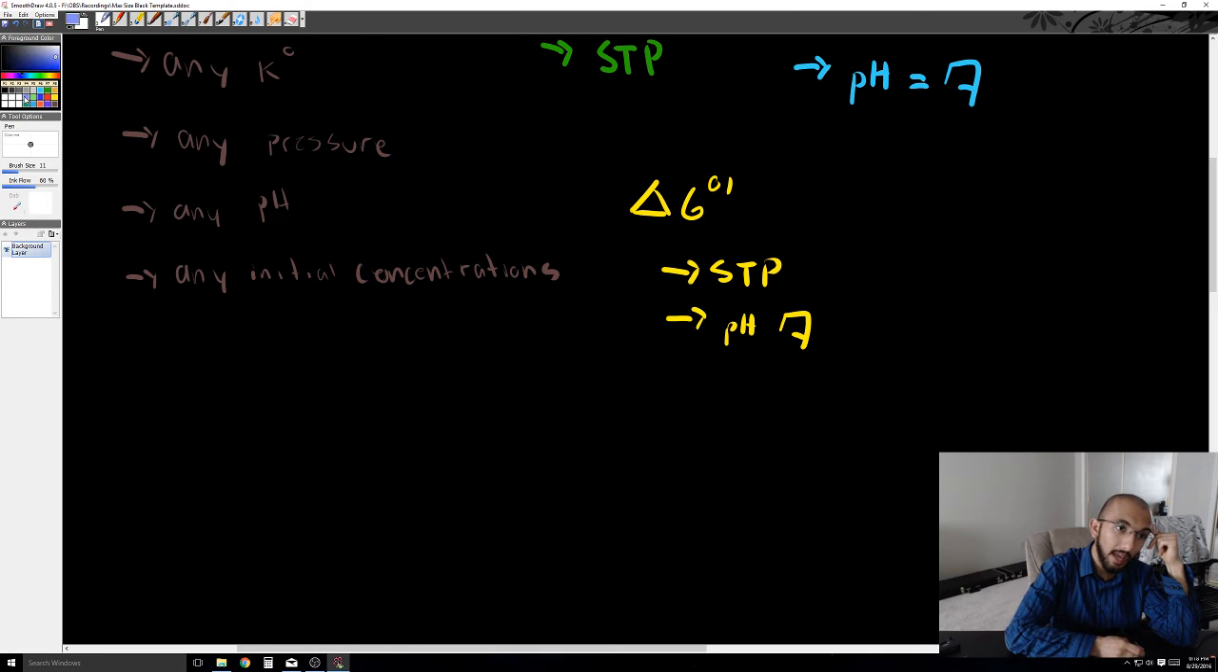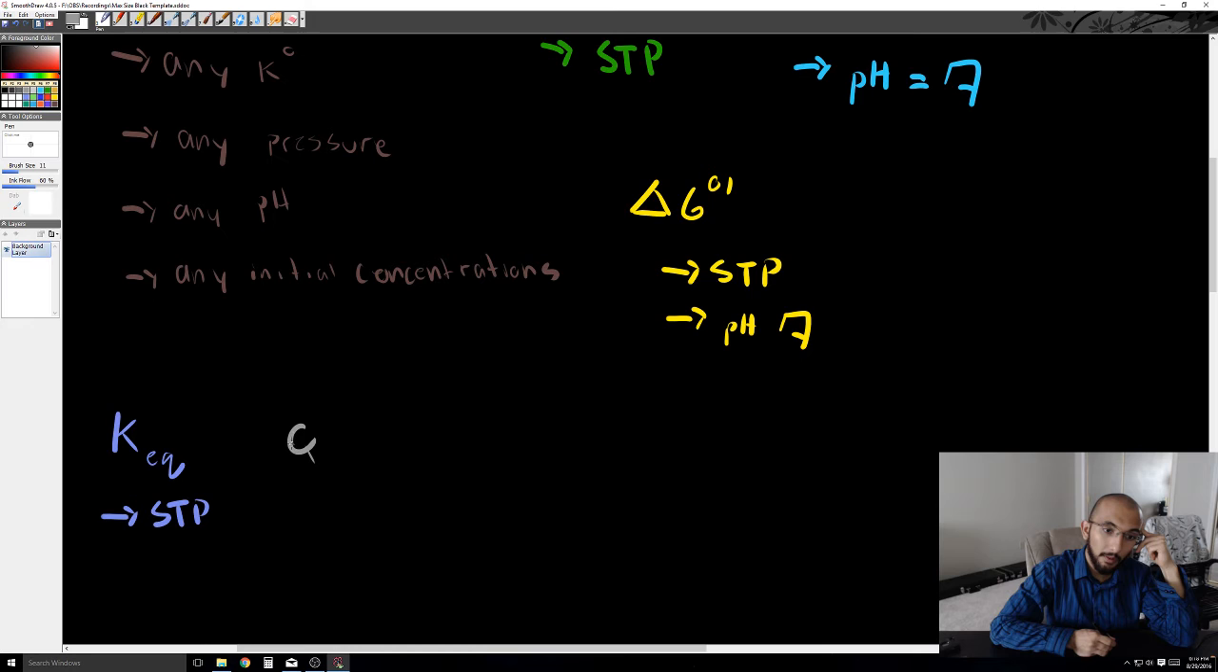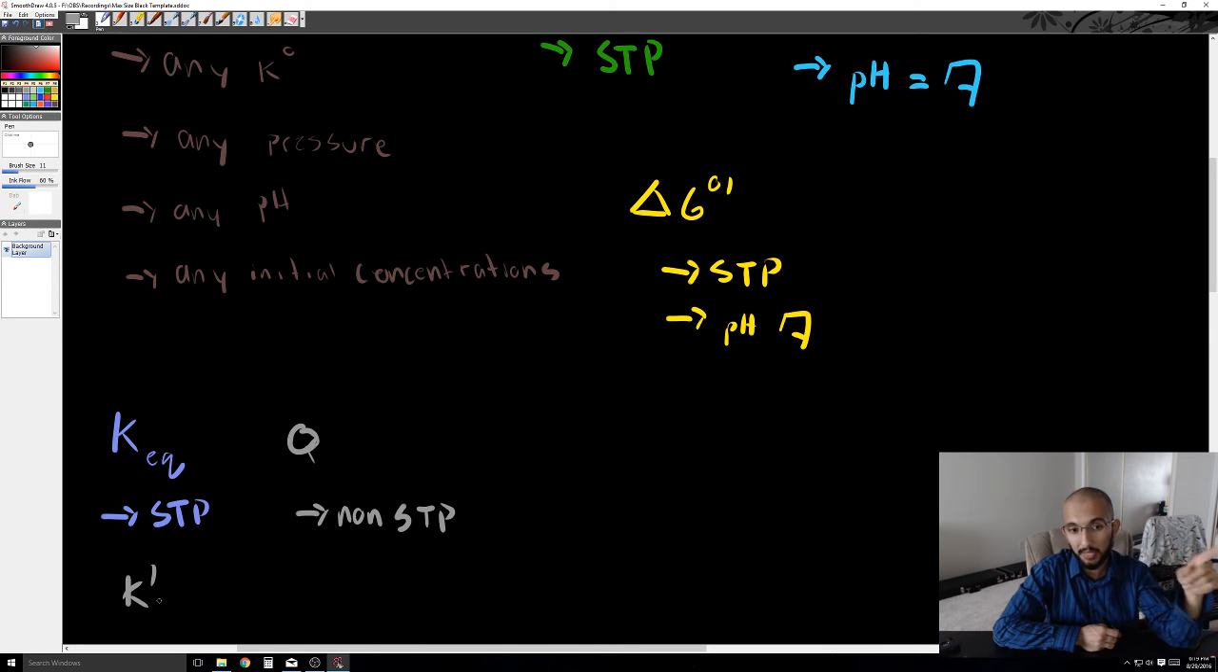So KEQ refers to standard conditions. If you're in non-standard conditions, talking about the equilibrium ratio of products and reactants, then you're talking about Q, so non-STP. So Q and KEQ are the same thing, but K assumes standard temperature and pressure, so you wouldn't have to carry through your delta G naught, and so on and so forth. You just put KEQ there. But you might want to add K prime if you're also talking about pH of 7.